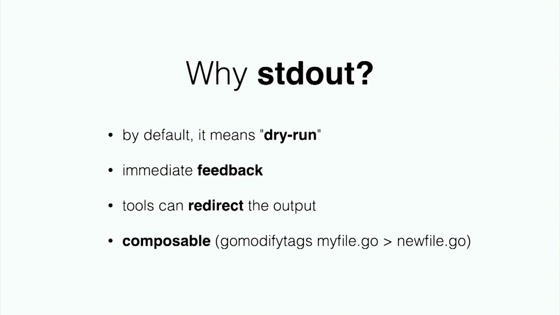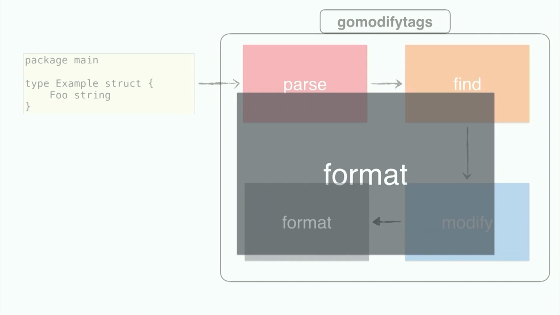Why do we output to standard output? Because by default I don't change your file, which means it's a dry run and it's not breaking anything. You get immediate feedback and see what's going on. Other tools can redirect the output, and it's composable because of that. That's why there are no options to change this output. For testing, I'm just remembering how I tested it. Okay, I just tested the functions, not the standard output. So this was the formatting part.